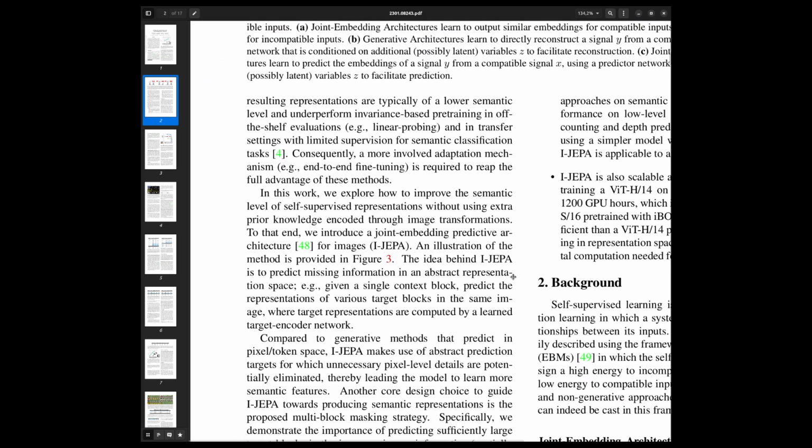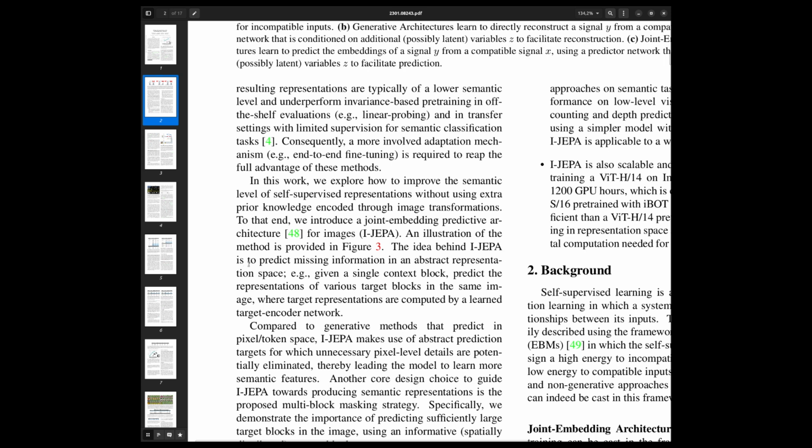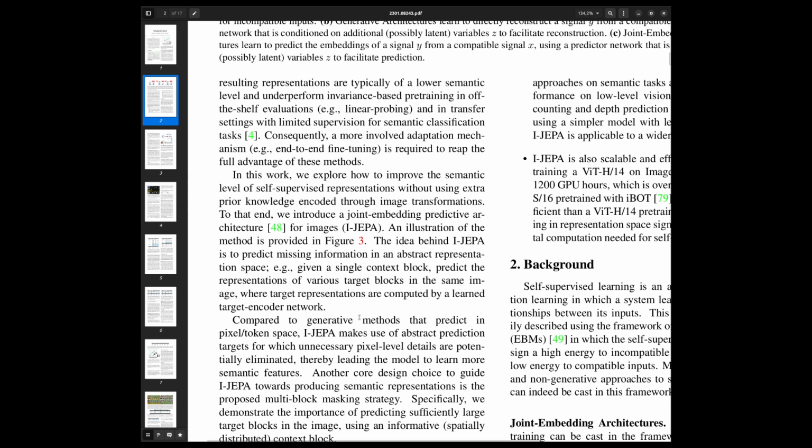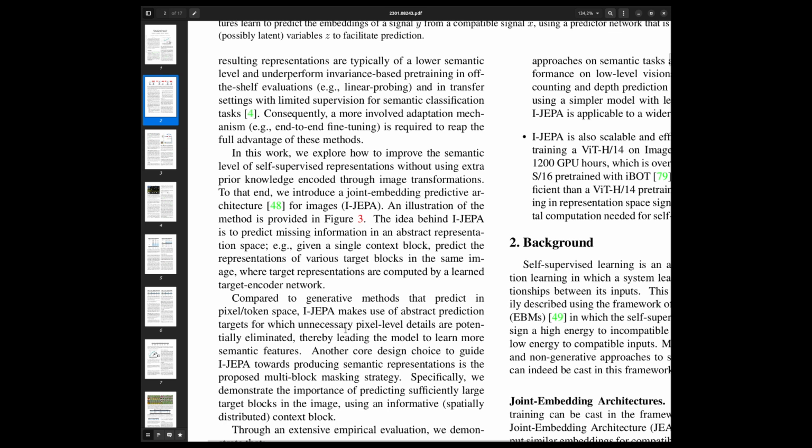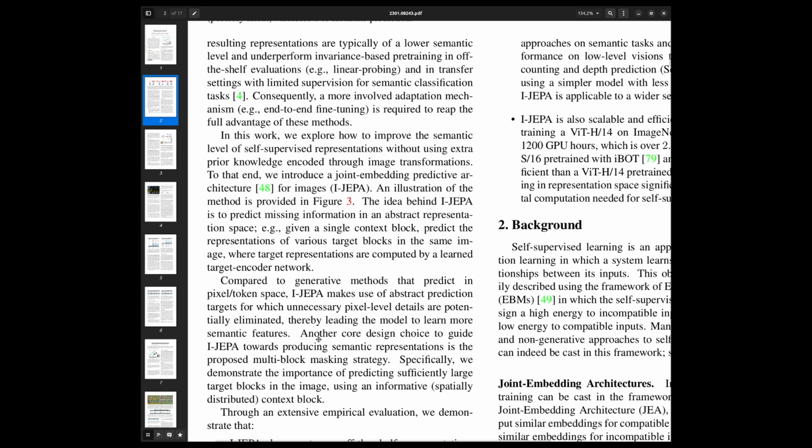Okay, so the idea behind I-JEPA is to predict missing information in an abstract representation space. This is what you were saying. Given a single context block, predict the representation of various target blocks in the same image, where target representations are computed by a learned target encoder network. Compared to generative methods that predict in pixel token space, I-JEPA makes use of an abstract prediction target for which unnecessary pixel-level details are potentially eliminated. So just in the embedding space, thereby leading the model to learn more semantic features. Another core design choice to guide I-JEPA towards producing semantic representations is the proposed multi-block masking strategy.